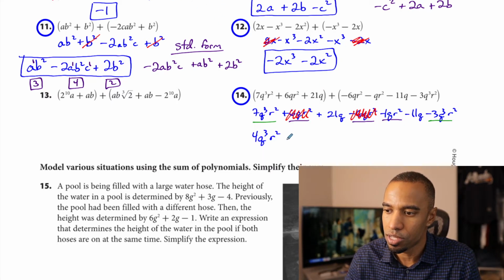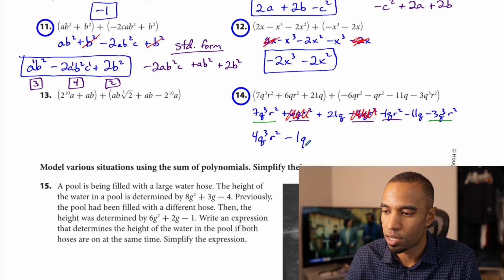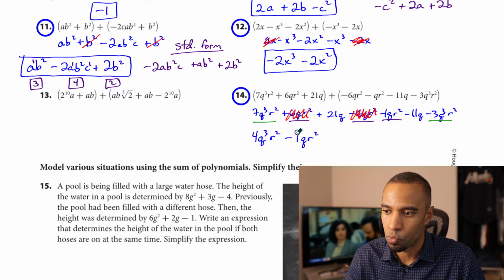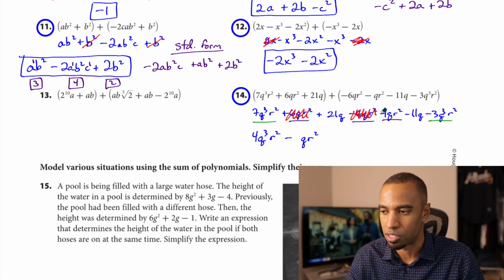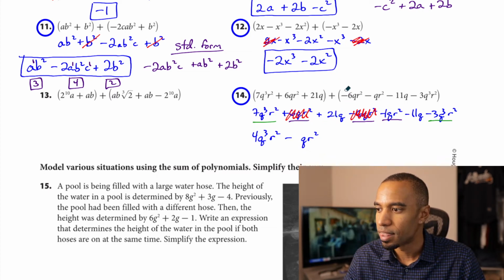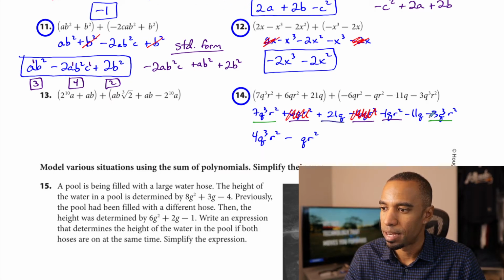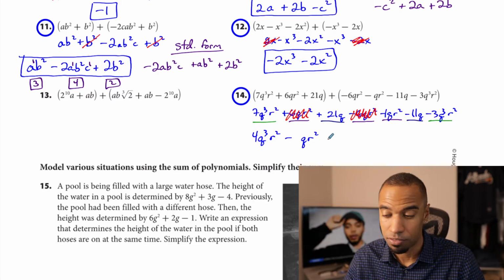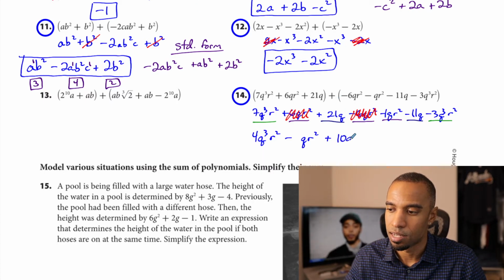So I do still have this minus 1qr squared. I don't actually need to put the 1. You want to know that even without a 1, that's what that thing means there, because it didn't have one there. And then lastly, I have this 21q minus 11q. 21 minus 11 is 10, positive 10. So that'll be plus 10q.